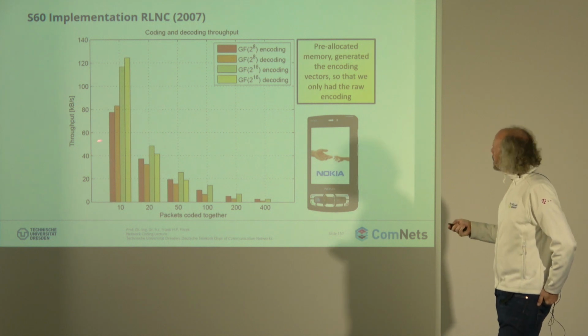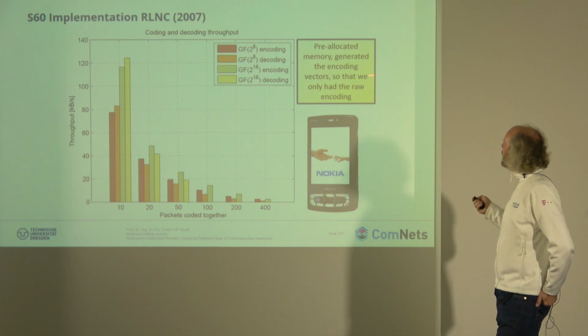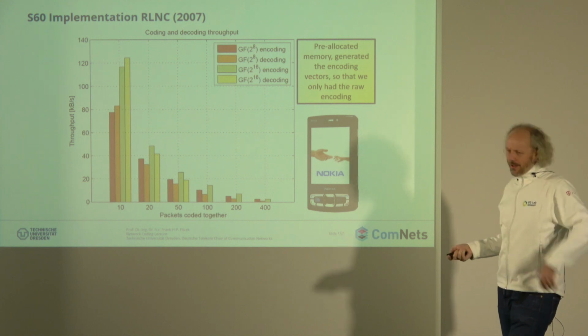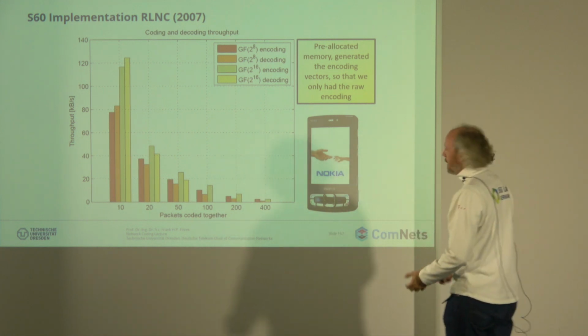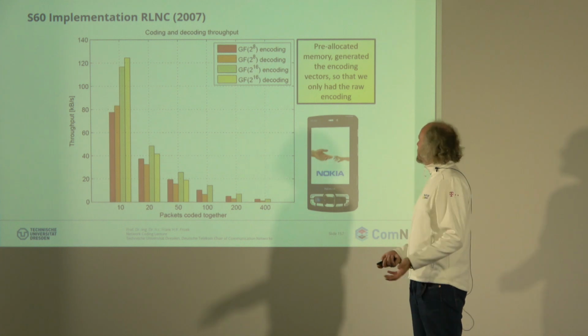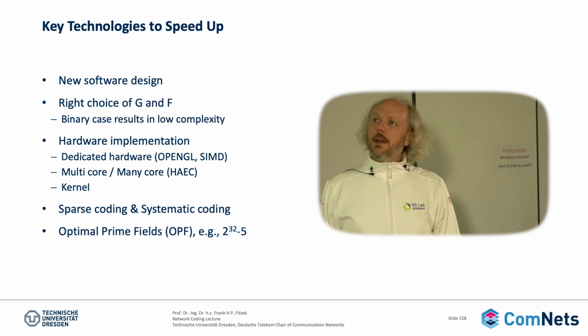And these throughputs were even done with pre-allocated memory. We generated the encoding vectors beforehand, right? We had only the raw encoding. That was even worse. So later you will see when you generate random numbers, it will take time, right? So we said, okay, what can we do here?